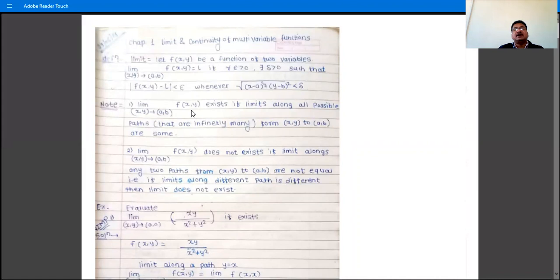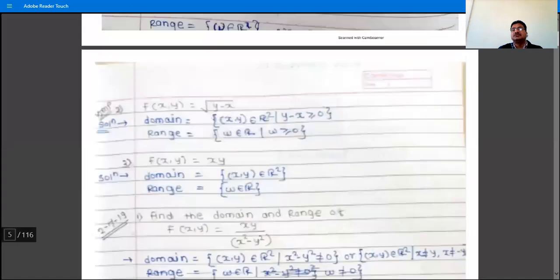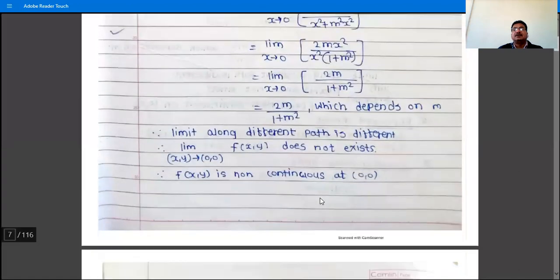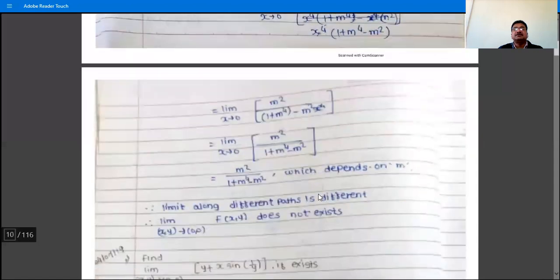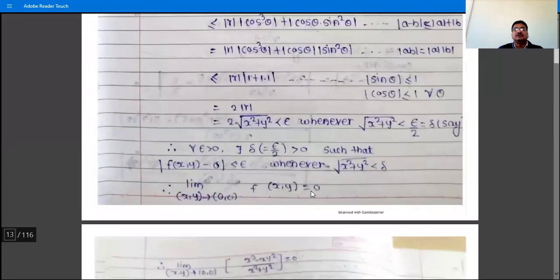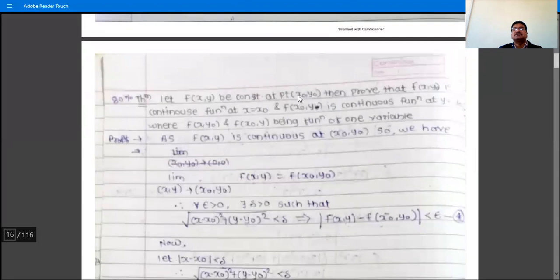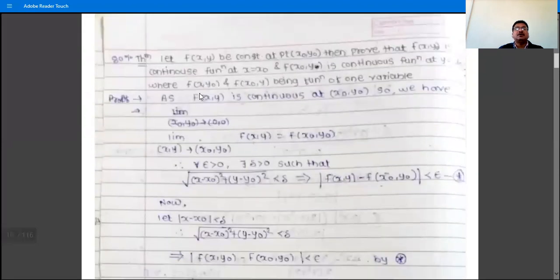So in our theorem, (a,b) is (x naught, y naught) and L is f(x naught, y naught). So that is our theorem. This is by using the definition of limit of two variable functions, the simultaneous limit. It is given that the function f(x,y) is continuous at (x naught, y naught). This is an important theorem as far as the exam is concerned.